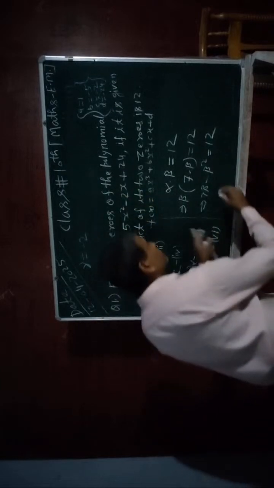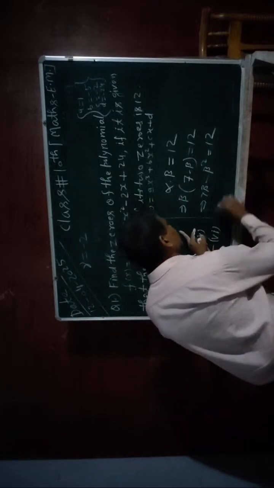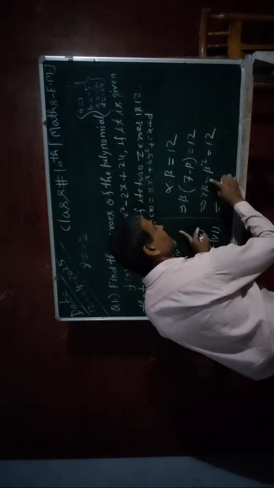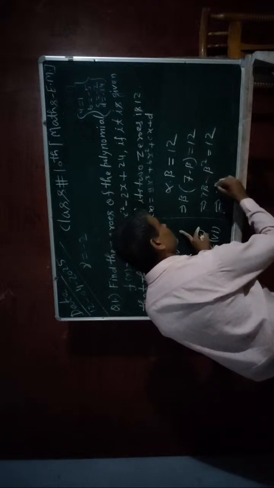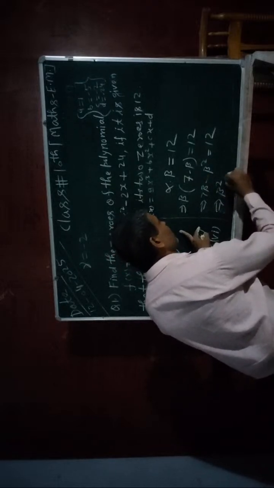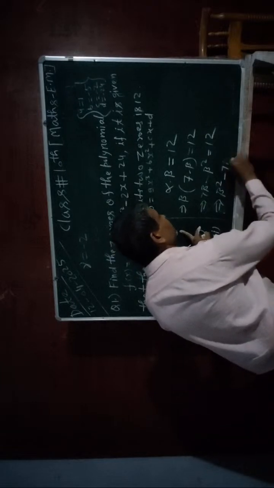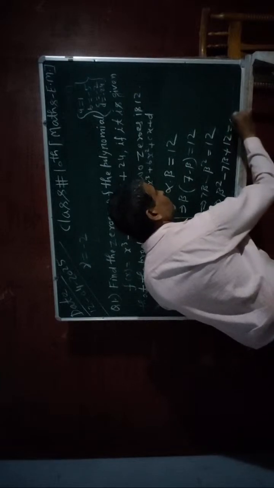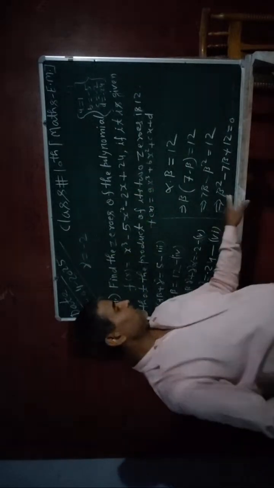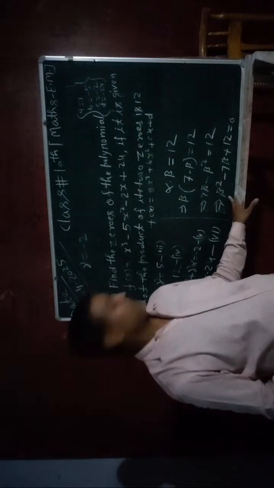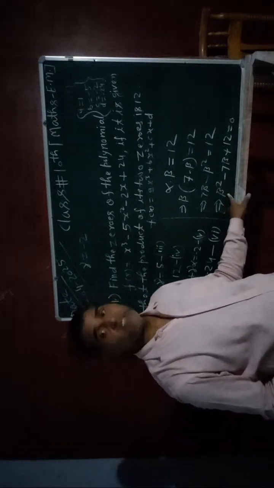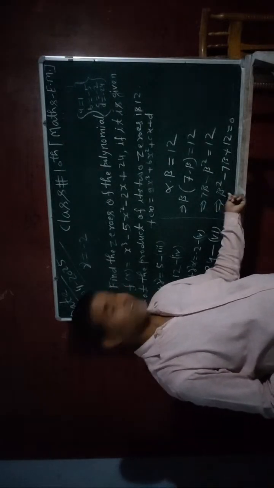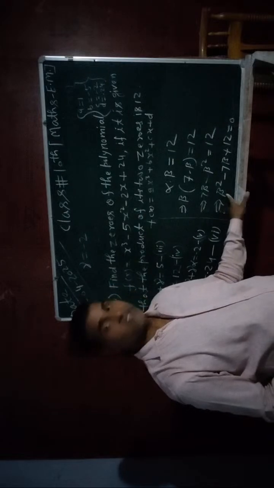So I will put all terms on the right hand side. After putting on the right hand side, this term has a minus sign, so it will go to the right hand side with a plus sign: beta square minus 7 beta plus 12 is equal to 0. So I will say this is a quadratic equation, and here the variable is beta.